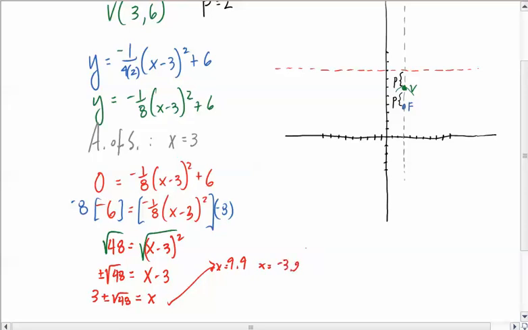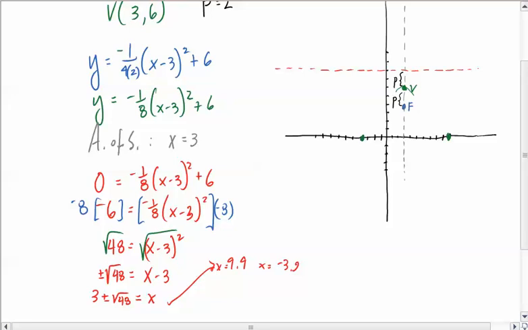So let's put those on our graph. Okay, negative 3.9, 1, 2, 3.9, and then positive 9.9: 1, 2, 3, 4, 5, 6, 7, 8, 9.9. Let me put one more tick mark here. It's really fat, right? That makes more sense, right?